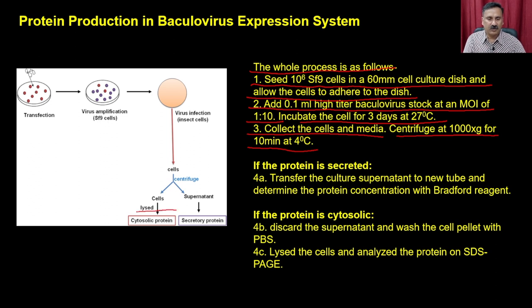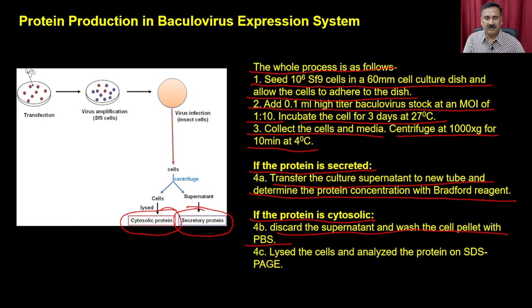Now, at this stage, you have two choices. Either you want to express the protein as a cytosolic protein, or you can put the protein into the secretory pathway. If the protein is secretory, you can transfer the culture supernatant to a new tube and determine the protein concentration with the help of Bradford. If the protein is cytosolic, then you discard the supernatant, wash the cell pellet with PBS, lyse the cells and analyze the protein on SDS-PAGE. So you collect the cells by centrifugation, then lyse the cells and check the expression of the protein on SDS-PAGE. If the protein is secretory, you collect the supernatant, which will have the secretory protein, and that also you can check on SDS-PAGE.